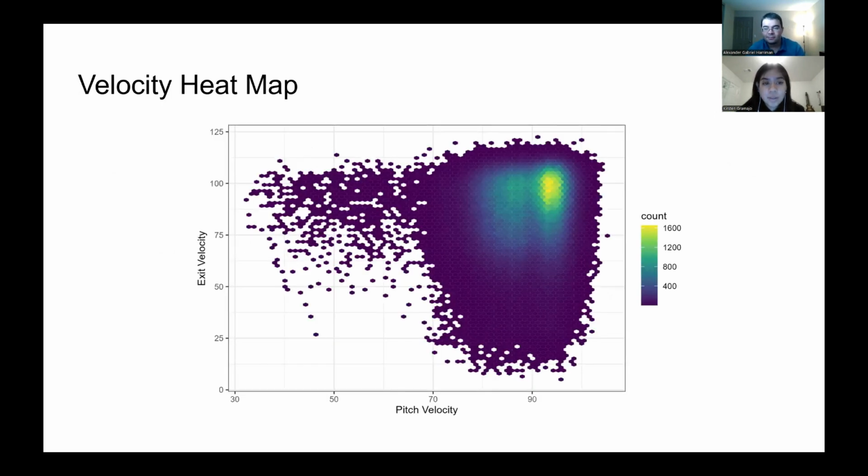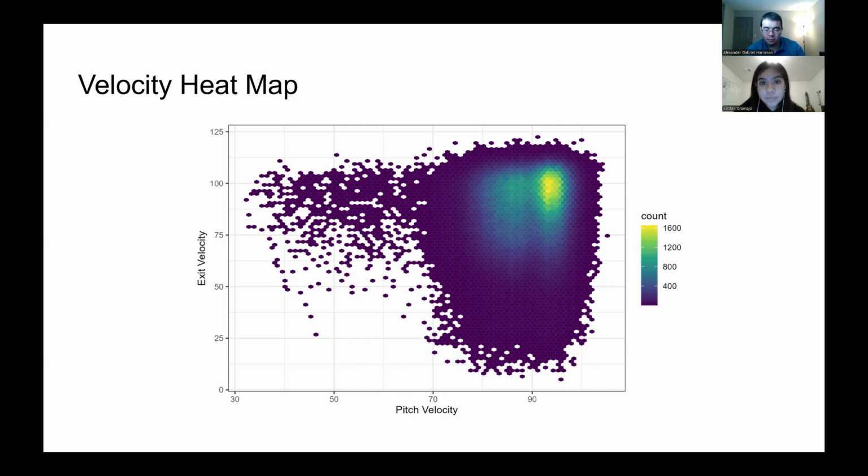Here we have the velocity heat map that demonstrates the correlation between the pitch velocity and the exit velocity. We see that the exit velocity has a consistent range between 25 miles per hour to above 100 miles per hour. The pitch velocity primarily focuses its range starting at 70 miles per hour up to above 90 miles per hour, with just some pitches being below 70 miles per hour. The yellow patch that we see on the heat map shows us that a good amount of the pitches had an above 90 mile per hour velocity, resulting in an exit velocity above 100 miles per hour.